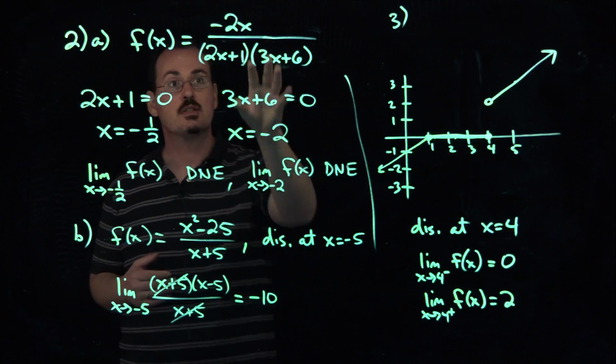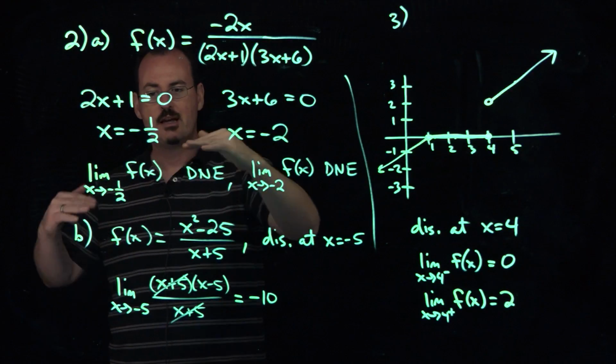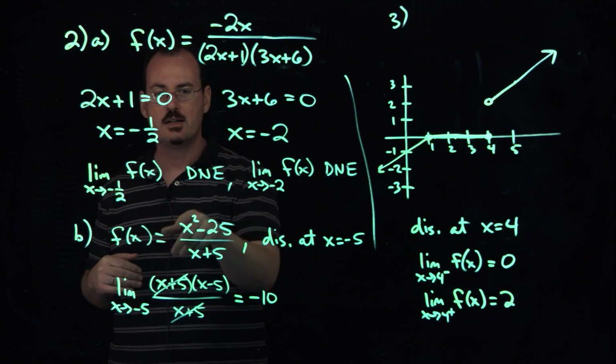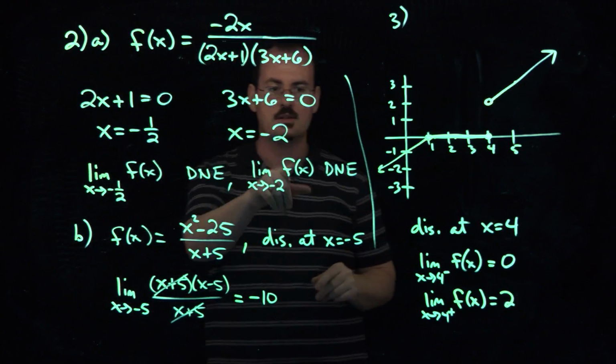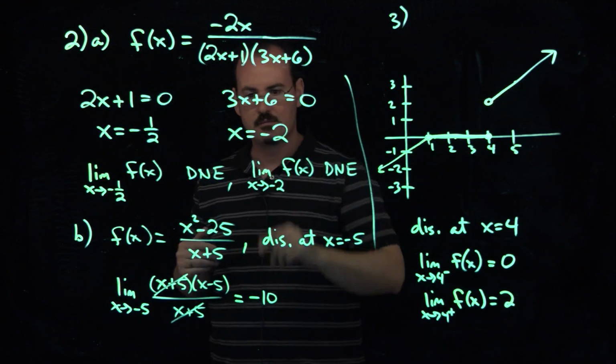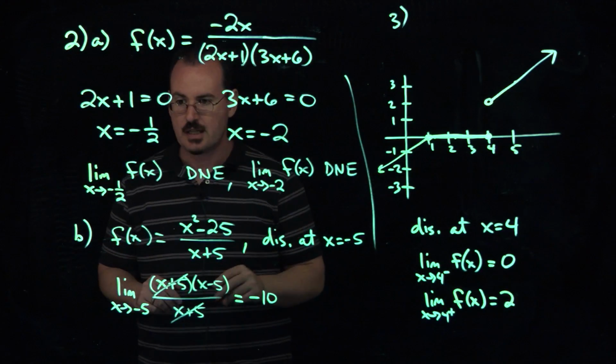If you graph this function on your calculator or on Desmos, what you'll find is as you approach negative 1/2, it does this sort of thing. On one side it goes up, on the other it goes down. The limit doesn't exist. The same thing's happening at negative 2. On one side it goes up, the other side it goes down. Limit doesn't exist. So the limit doesn't exist in either of those two.